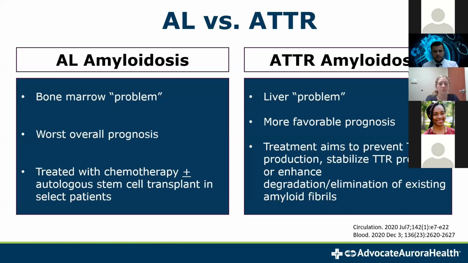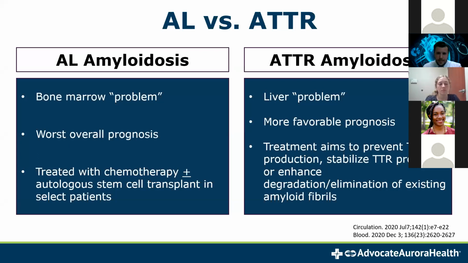So there are a few differences I want to highlight between the two. AL amyloidosis is a bone marrow problem, in which there is a plasma cell dyscrasia. It does carry the worst overall prognosis, with life expectancy around 4 to 9 months once heart failure is present. And then the mainstay of treatment is with chemotherapy.